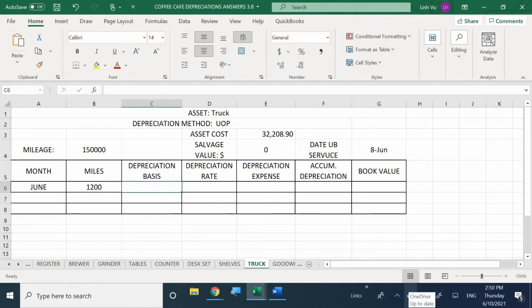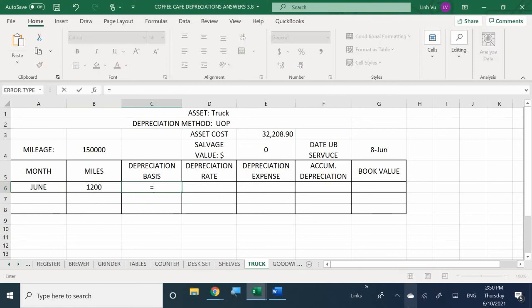Okay? So, let's do some review here. What is the formula for the depreciation basis for units of production?